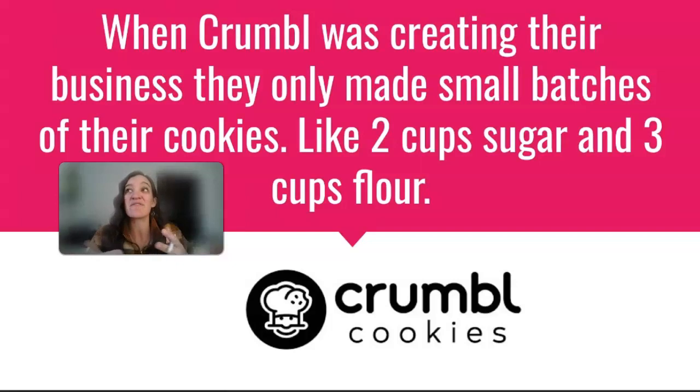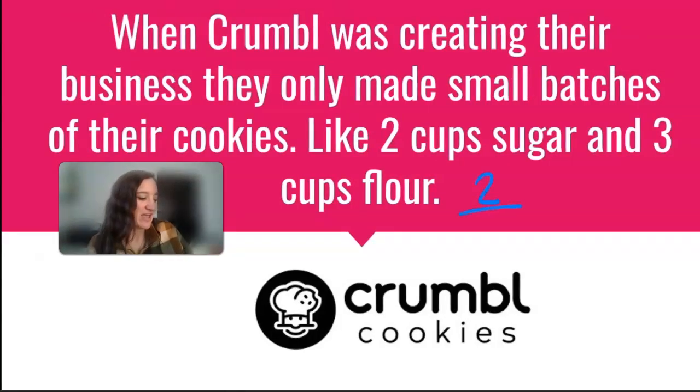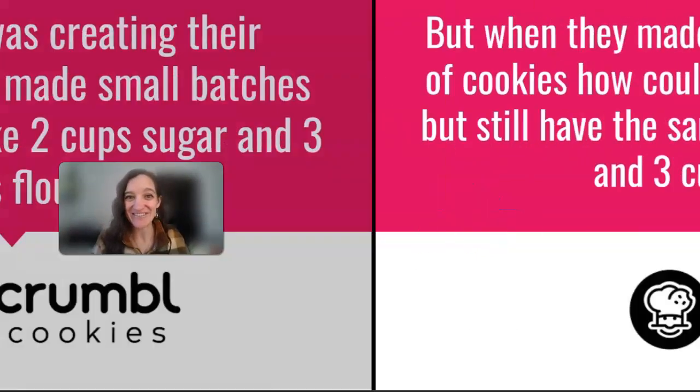Well, what do they do now if they want to expand on that? If they want to make it for a whole entire store, a whole entire state, or the whole entire country, right? How do they keep the recipe still tasting like it did when it was just 2 cups of sugar and 3 cups of flour, but do it in massive amounts? Well, they have to find equivalent ratios. They have to keep things proportionate, which is what I'm going to teach you how to do today.